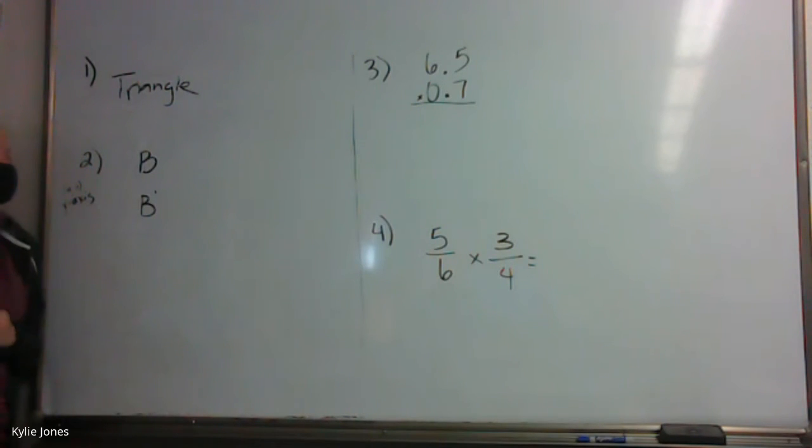Okay, number two, we needed to take point B and flip it over the y-axis. First, what was the ordered pair for B? Do you guys remember?